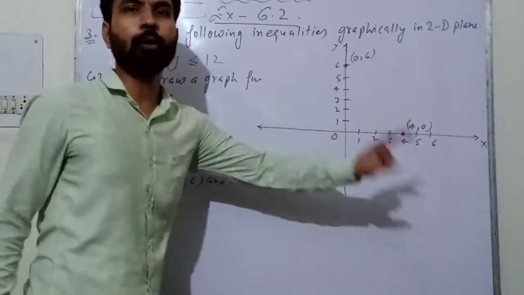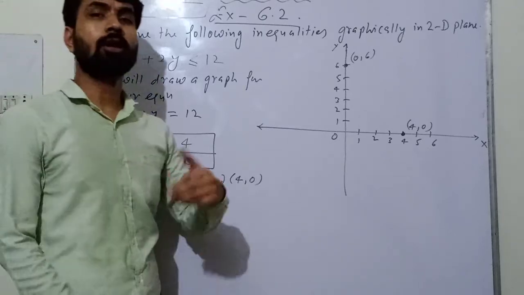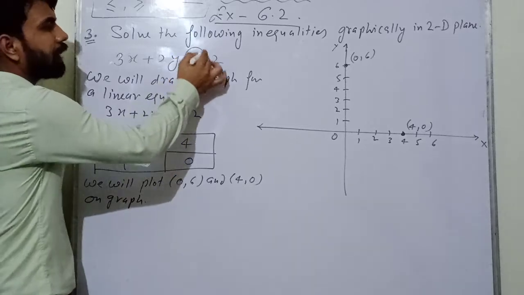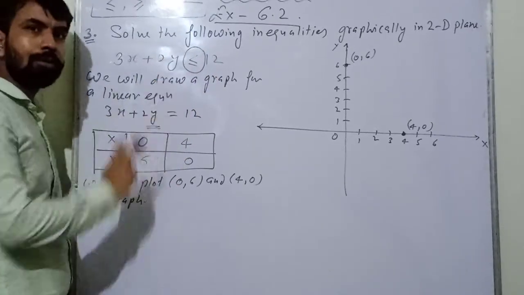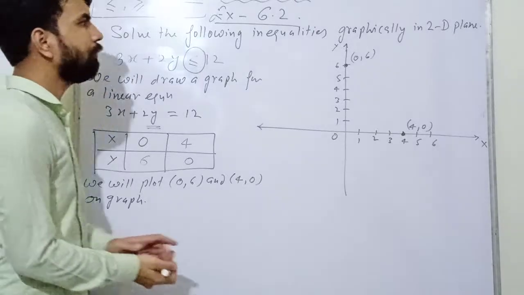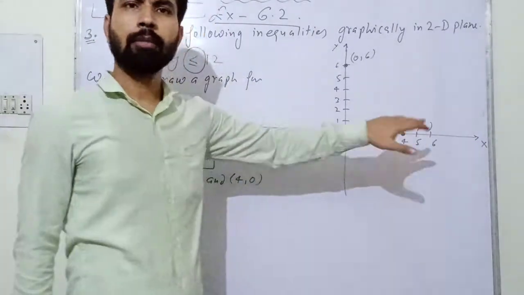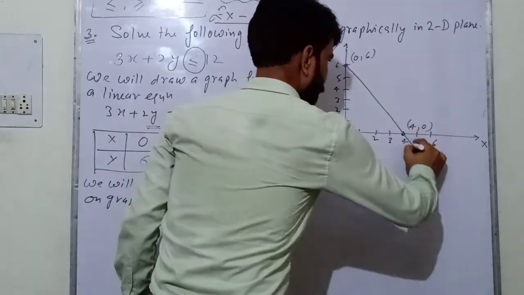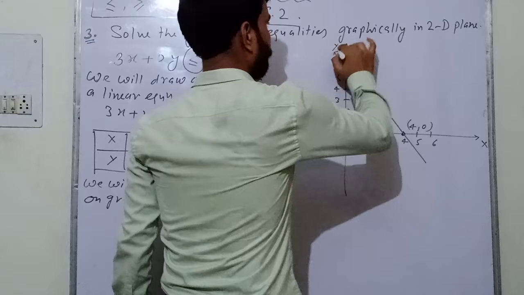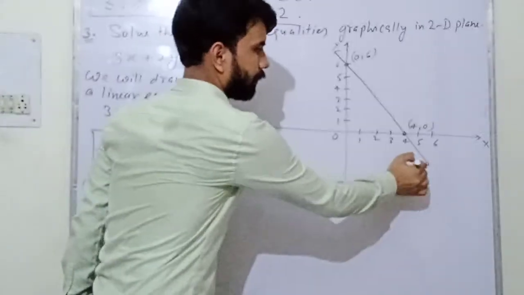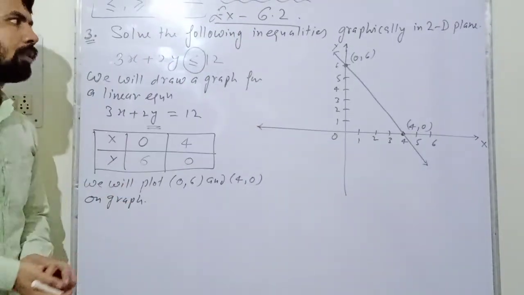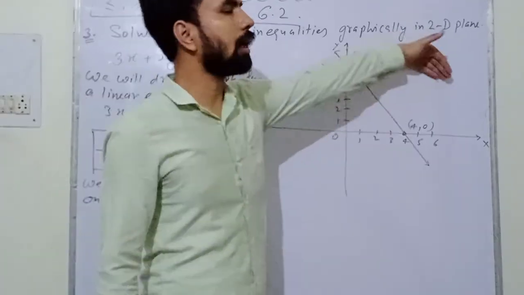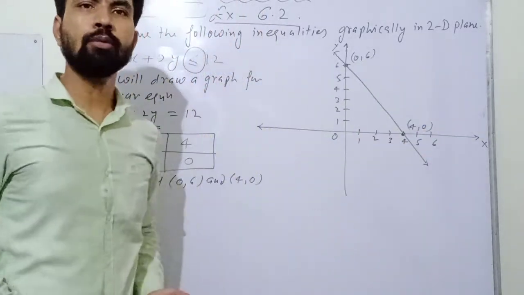Now we will join these 2 points. The question is whether with a dotted line or a regular line. I told you we will see this sign. This is smaller than or equal to, so here equals to is present. Then we will join these 2 points by a regular line, like this. Clear? Now this line divides the whole Cartesian plane into 2 parts, one below the line and another above the line.